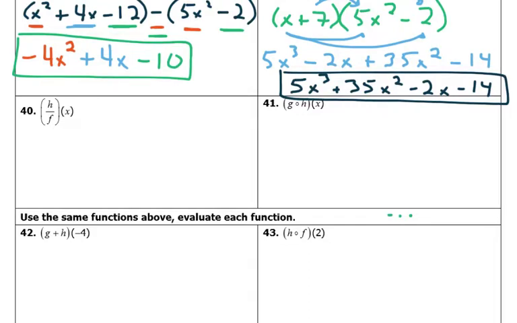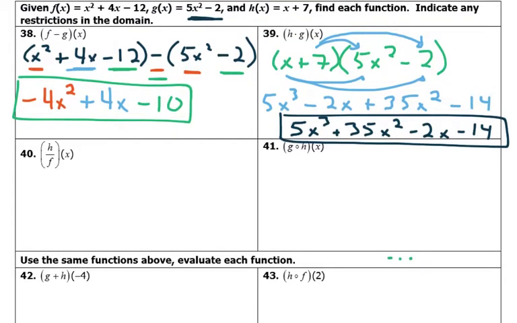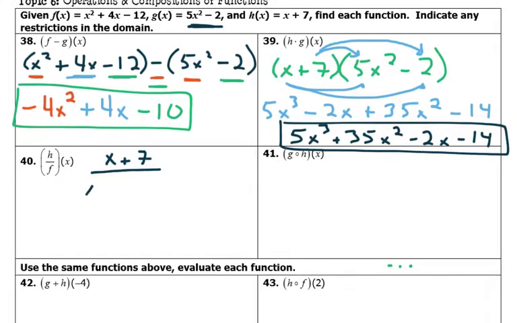All right, next one. We have h of x over f of x. So h of x divided by f of x. What is h of x? It's x plus 7, so we're going to put x plus 7 at the top, over f of x, which is x squared plus 4x minus 12.